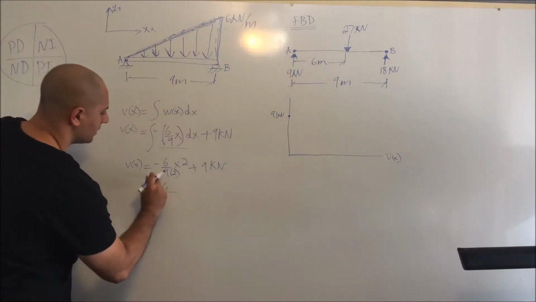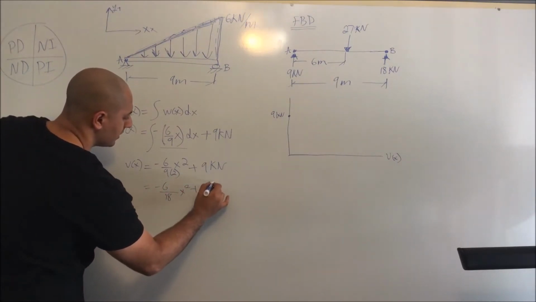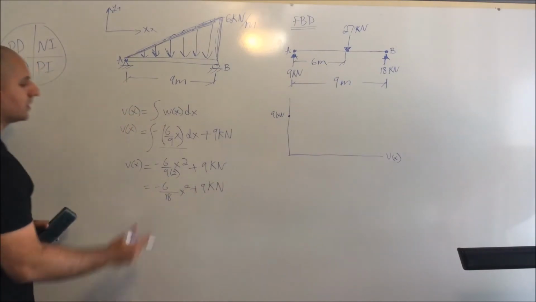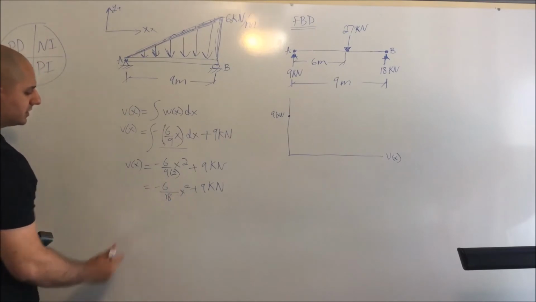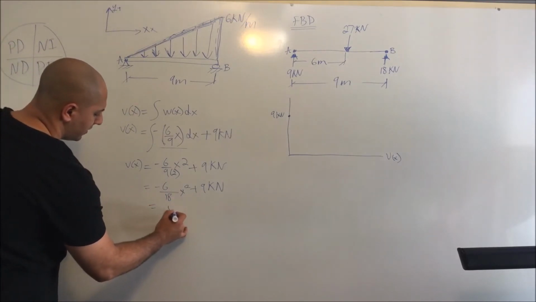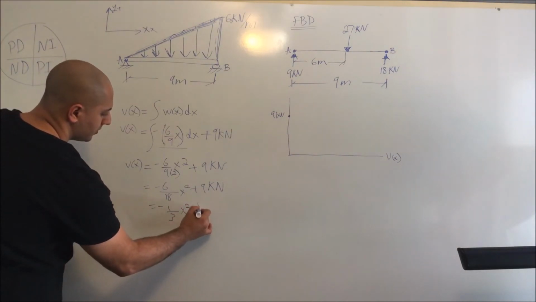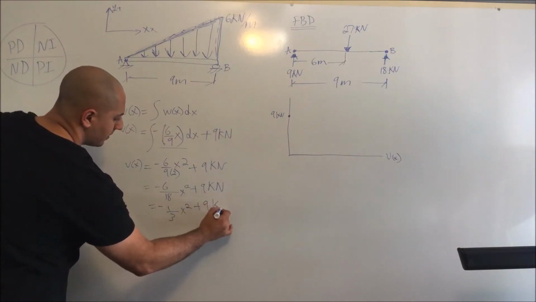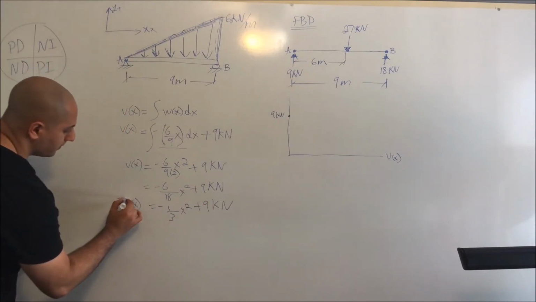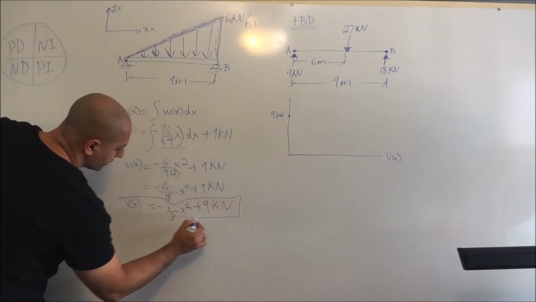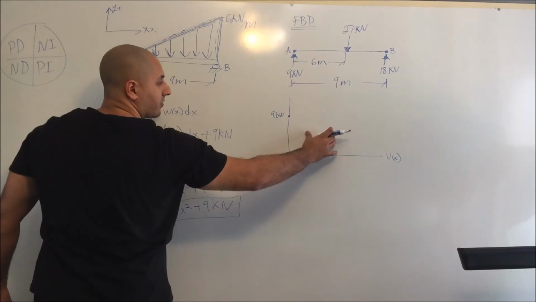Negative 6 over 9 times 2, which is 18, x squared plus 9 kilonewtons. We'll go even further, and you can break this down since 6 goes into 18. What we have here is V of x equals negative 1/3 x squared plus 9 kilonewtons. So there you go. This is the equation that you will use to solve for this diagram.